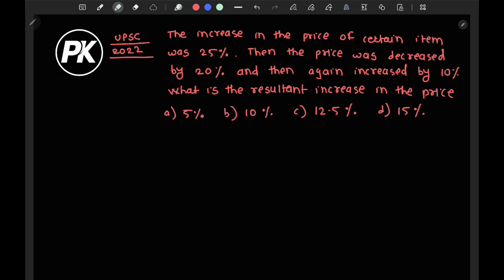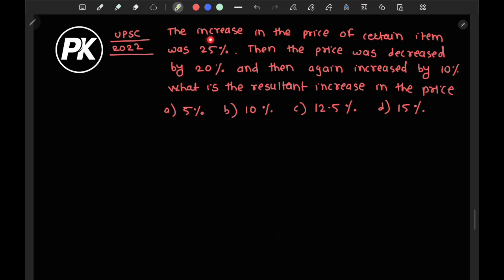Now let's see the example which was asked in UPSC 2022. Let's try to understand the equation first. The increase in the price of a certain item was 25 percentage. So first we have increased the value by 25 percentage, then the price was decreased by 20 percentage. And then again it is increased by 10 percentage. Then what is the resultant increase in the price?